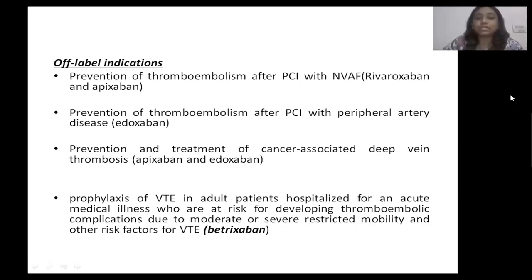Now, other off-label indications are prevention of thromboembolism after PCI with non-valvular atrial fibrillation, for which rivaroxaban and apixaban are in use. Prevention of thromboembolism after percutaneous coronary intervention with peripheral arterial disease, for which rivaroxaban is in use. And prevention and treatment of cancer-associated deep vein thrombosis.